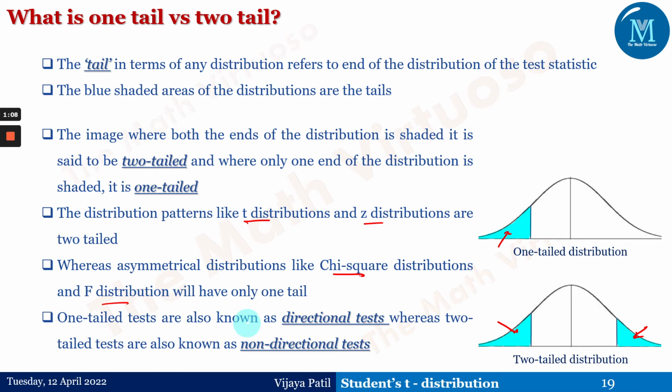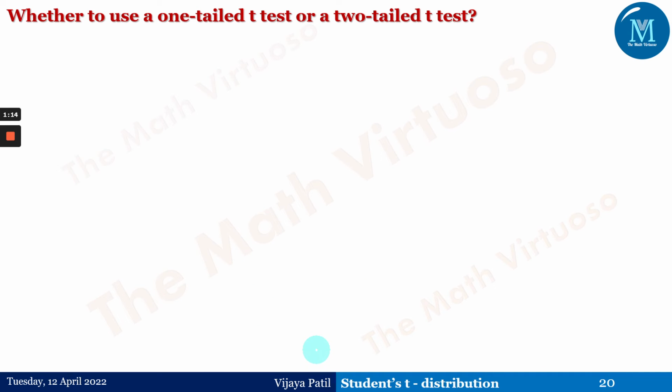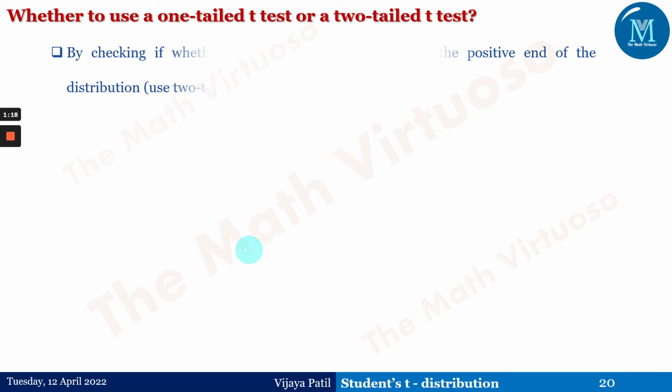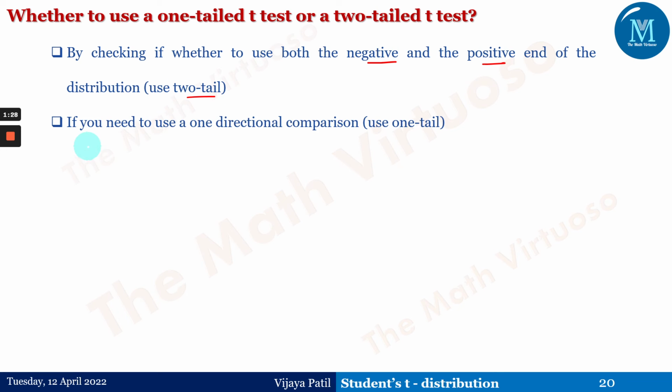One tail tests are also known as directional tests, whereas two tail tests are also known as non-directional tests. Whether to use a one tail test or a two tail test? By checking whether we need to use both the negative and positive ends of the distribution, we need to use two tail. If you need to use one directional comparison, we have to go for one tail.